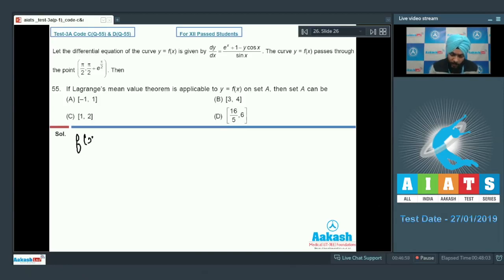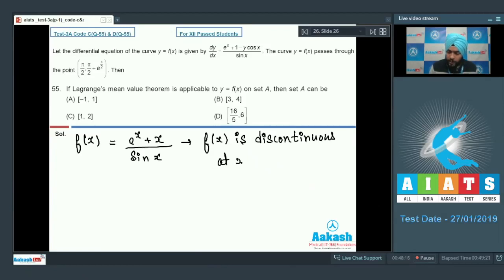Students, f(x) came out to be equal to (e^x + x)/sin x. At all the points where sin x is going to be 0, f(x) is going to lose its continuity. So we have f(x) being discontinuous at all the points where the denominator goes 0, so at x equal to 0 and at x equal to nπ, where n is an integer. We have to carefully look at the intervals. It is applicable on set A. So option A is wrong because 0 lies in this interval. Option B is wrong because π lies in this interval.